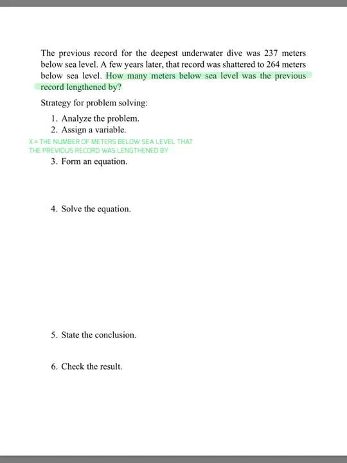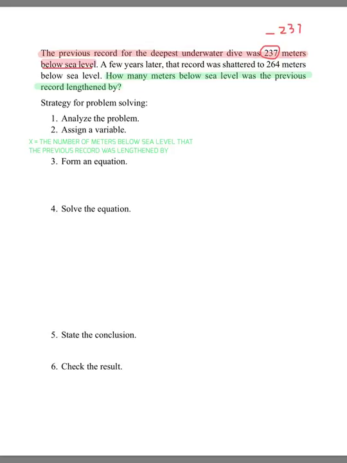So now let us go ahead and continue analyzing the problem. So let's see what other information we can extract. So we know that the previous record for the deepest underwater dive was 237 meters below sea level. A keyword here is the number 237, definitely, but also below sea level. So it's going to be an indicator of negative 237.